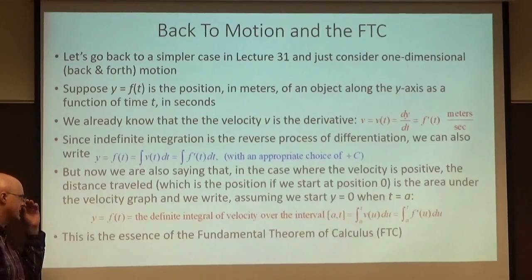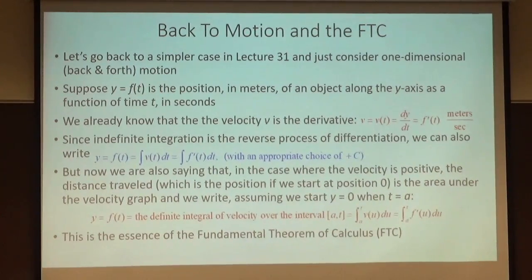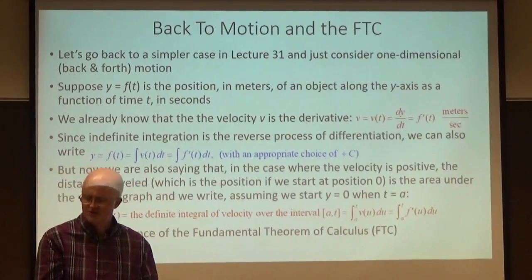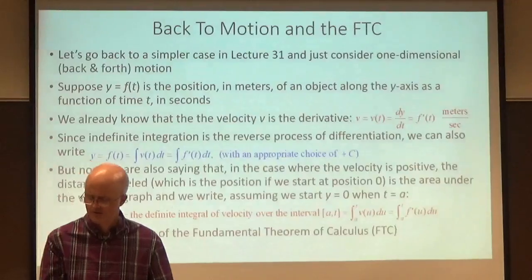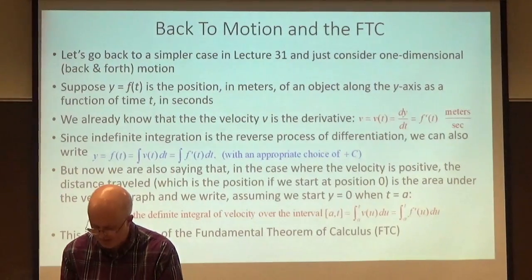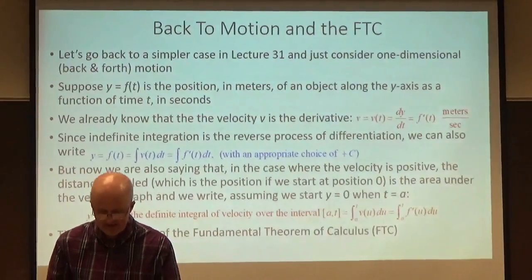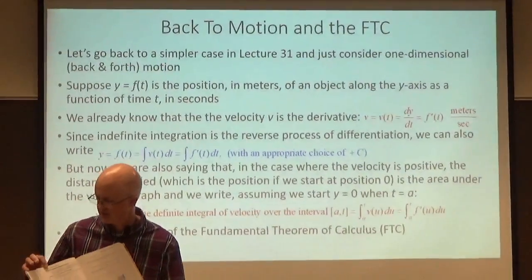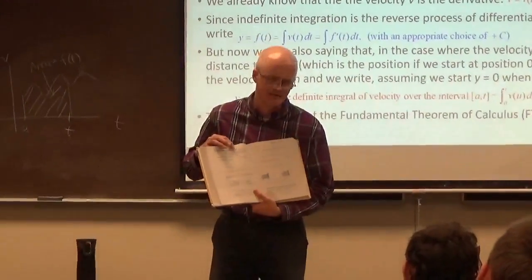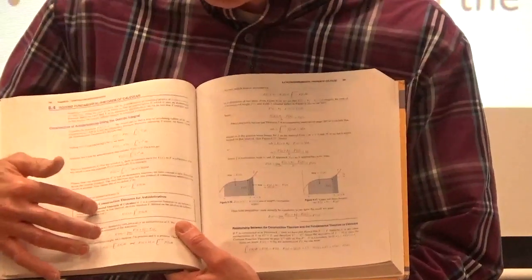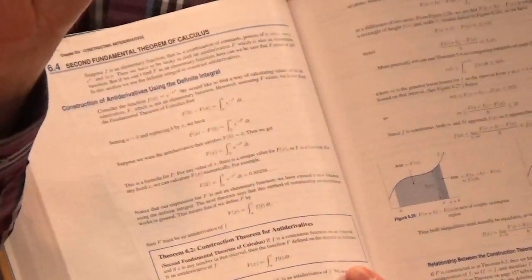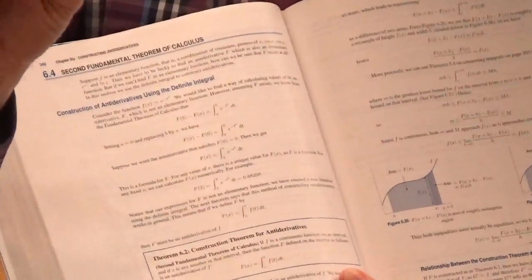Again, this is the essence of the fundamental theorem of calculus, FTC. In what's actually its harder version, so to speak, that chapter 6 section, 6.4, I had you do a few problems about it. They call that section the second fundamental theorem of calculus, and they label the theorem as the construction theorem for antiderivatives. But it really is the fundamental theorem of calculus. There are kind of two forms of it. I'm actually introducing you to the one that people typically think of as hard.